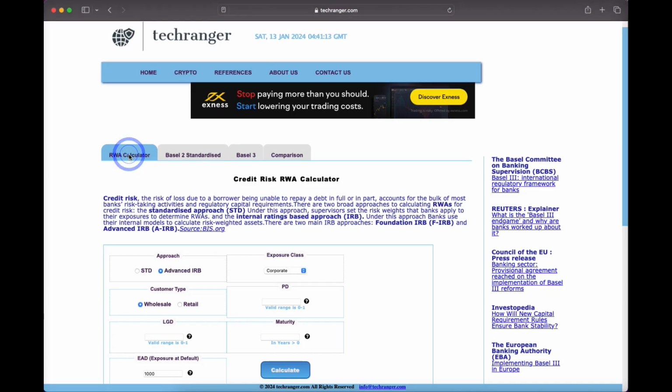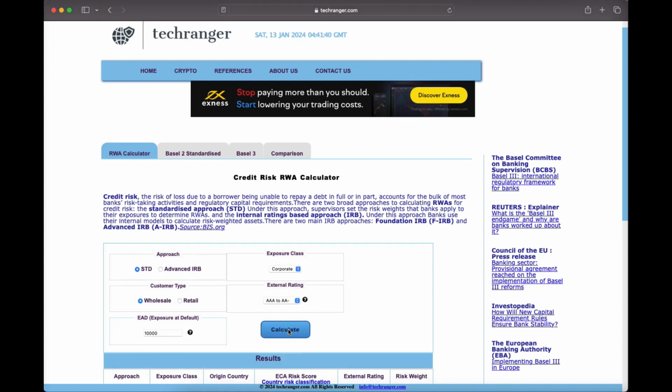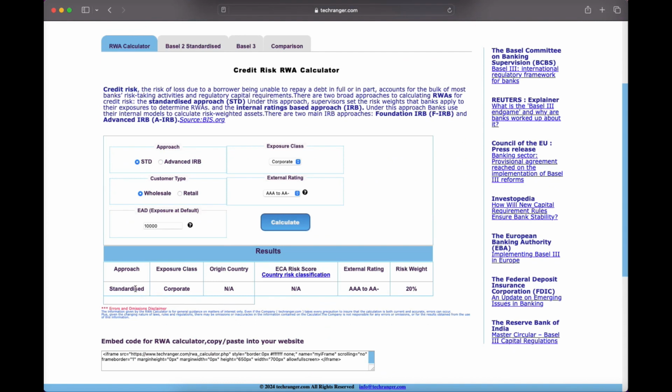Let's find the risk weight for wholesale corporate exposure rated AAA under the standardized approach. Risk weight is 20% in this scenario.